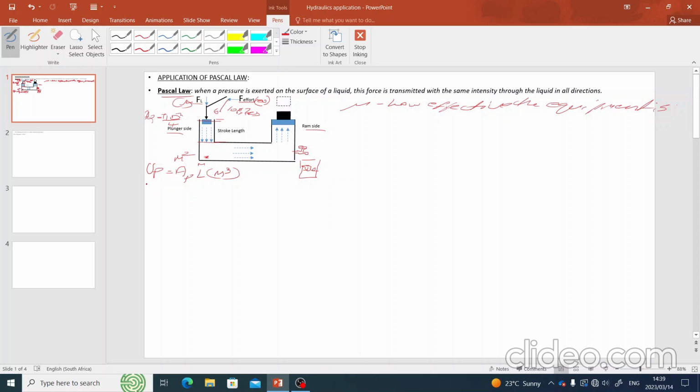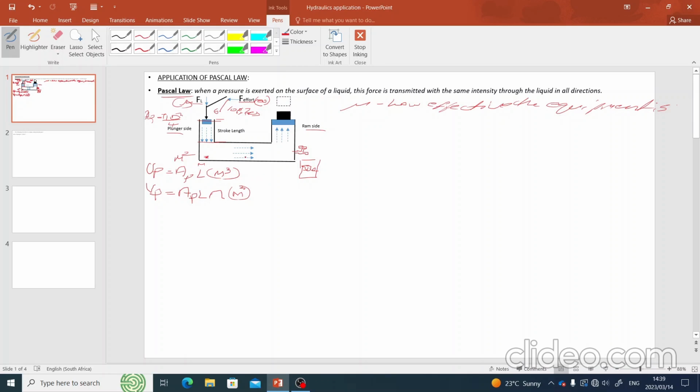Now, if you are given the number of strokes, it will be V plunger equals area plunger multiplied by stroke length multiplied by number of strokes, and the number of strokes doesn't have an SI unit. Then the SI unit for V plunger is m cube.